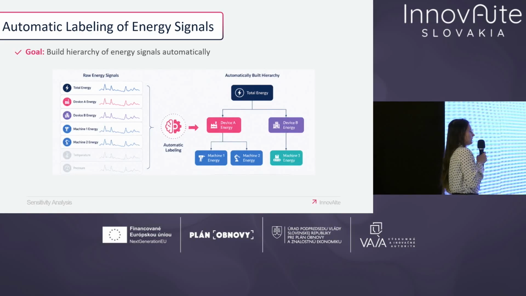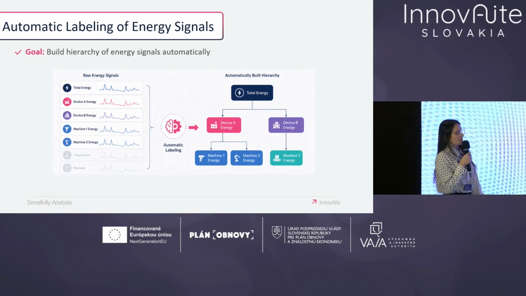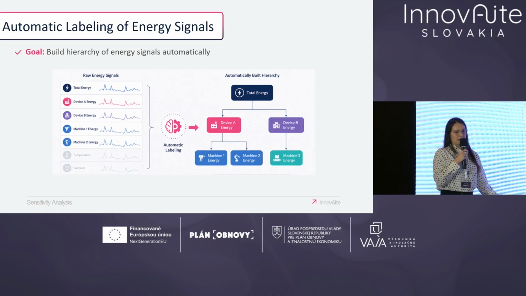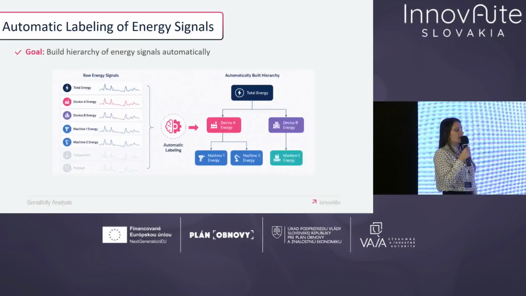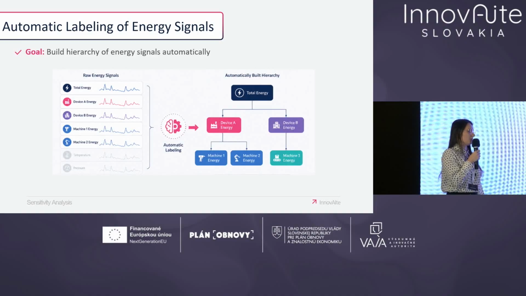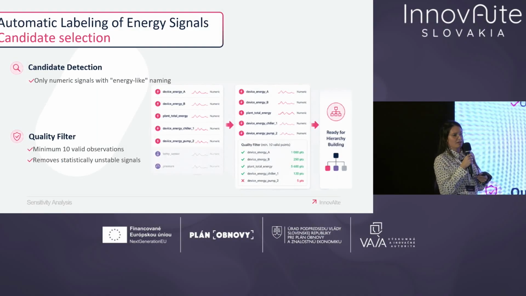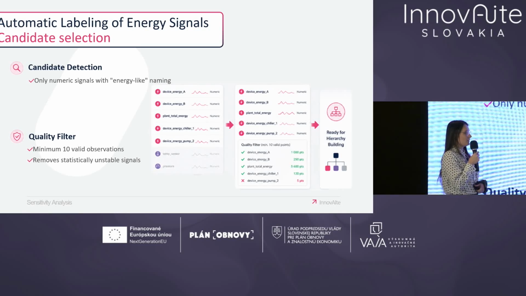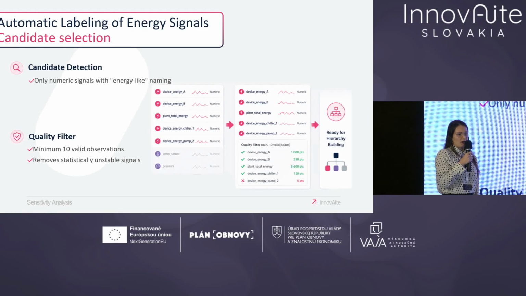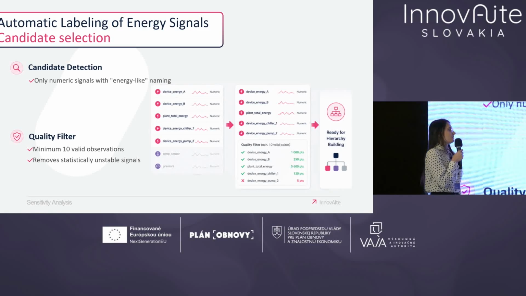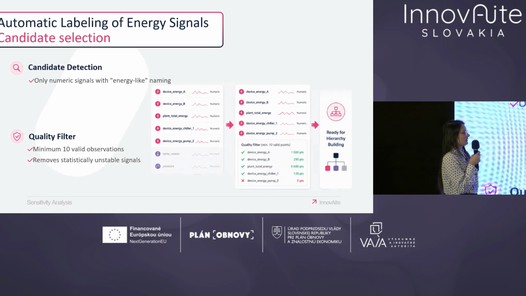Let me start with automatic labeling. Our objective is that we have some energy signals and we want to have a hierarchy. So, for example, this device is hierarchically under a different device. And so this is how we approach it. First, we detect the candidates. We look for numeric signals that could have energy, like naming.